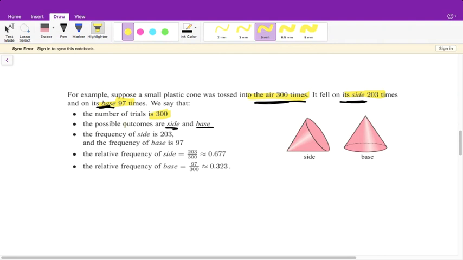The frequency of the side is 203, as it told us here. The total number of times it fell on the base is 97, as it told us here. So that gives us the frequency of each outcome. For the relative frequencies, we put the frequency of the side over the total number of trials. So 203 over 300, which is approximately 0.677. And the relative frequency of the base is 97 over 300, which is 0.323.